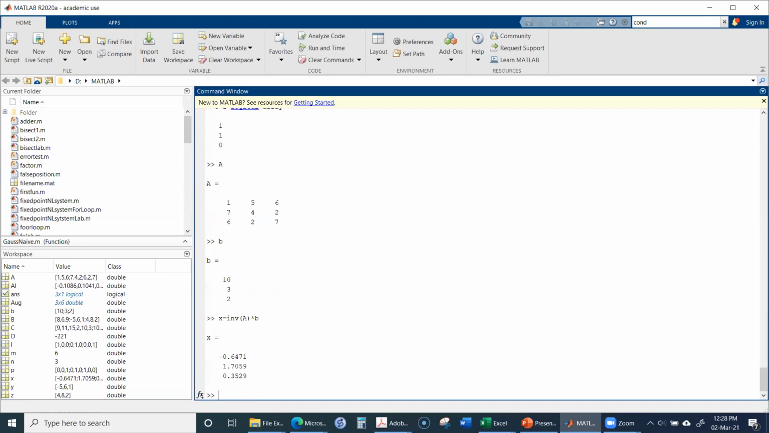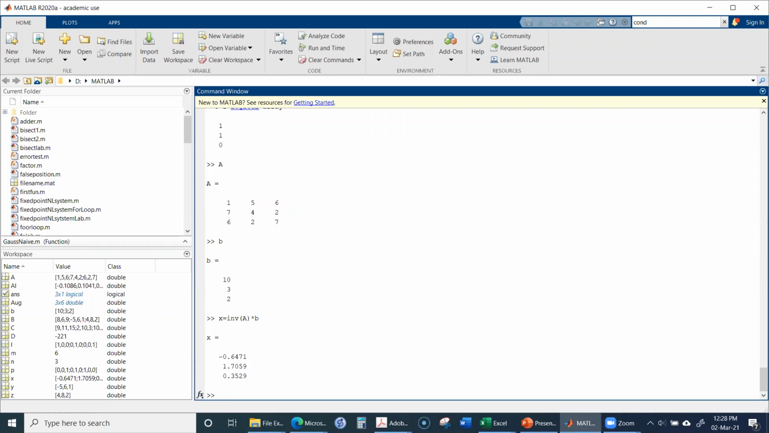So it is minus 0.6471. So it's the same solution as we got before. So we can either use the backslash operator or the inverse. Both will give the same answer.